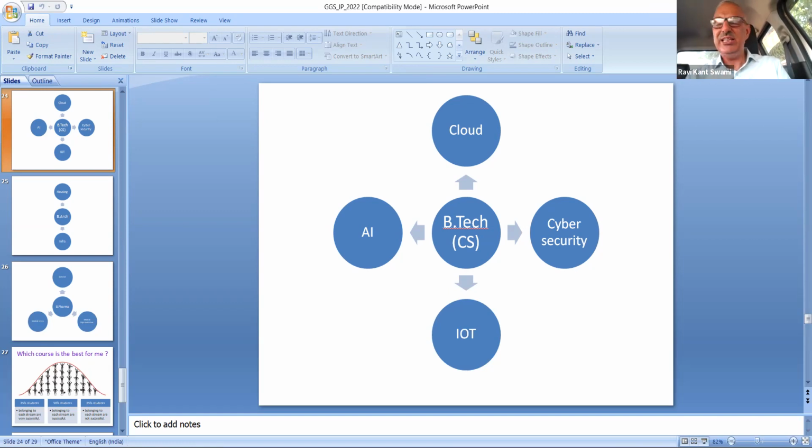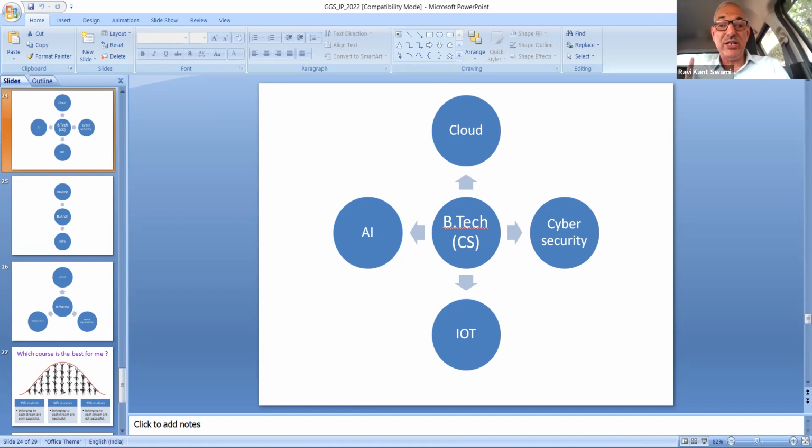As far as engineering is concerned, the only branch which has a bright future is not civil, not mechanical, not electrical, not even electronics. It is computer science and IT. Of course, you can call it computer science. IT is close to computer science, but you can consider it the same.